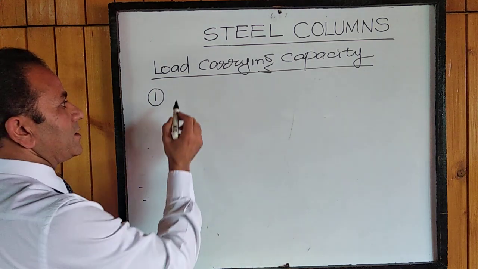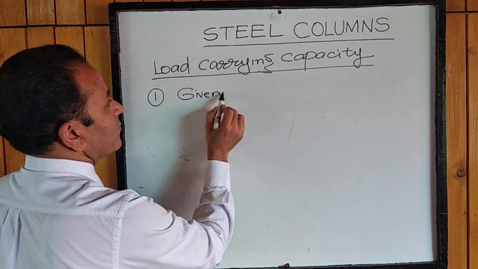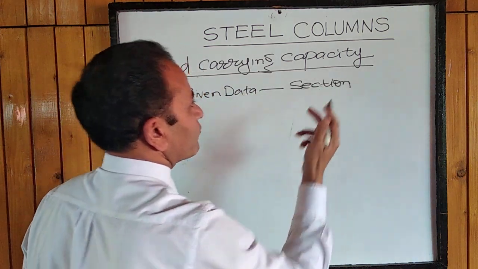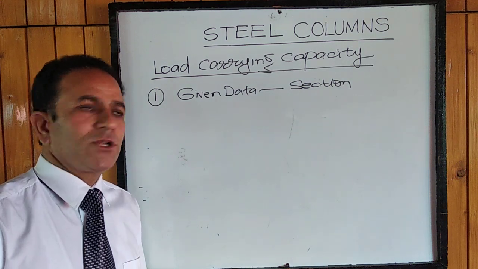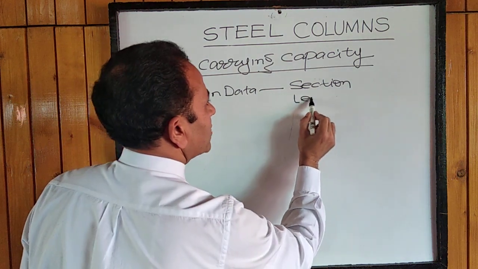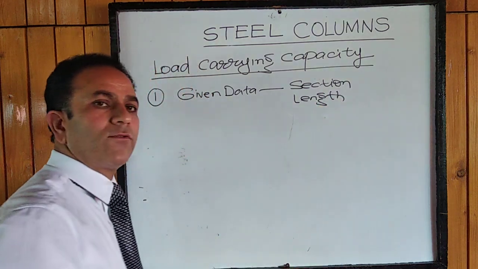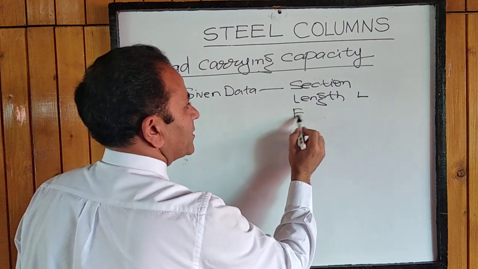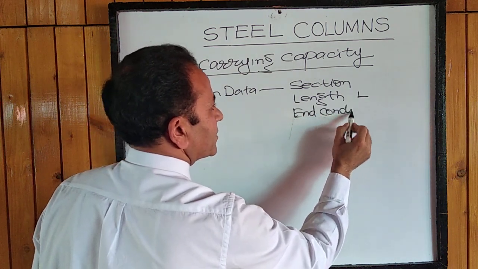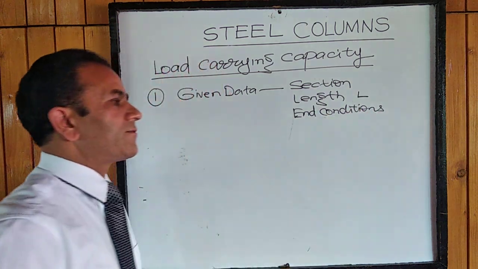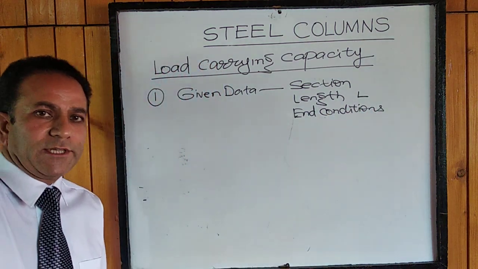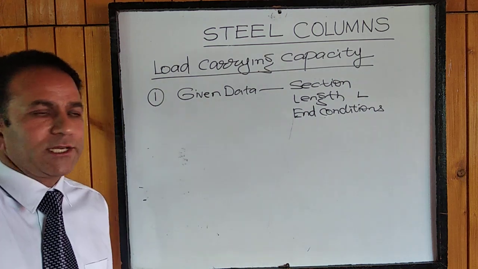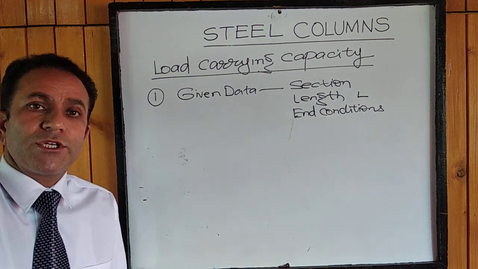For that we'll have to see the given data for that particular column. The sectional details shall be provided, which section we are using as a column, whether it is a single section or a built-up section. We'll have to see the length, what is the overall length of the column, floor to floor height or whatever length is given, that is the total length L. Then we'll have to see the end conditions. Whether the ends are allowed to rotate or not, whether they are fully restrained or partially restrained in rotation, whether they are held in position or they are free.